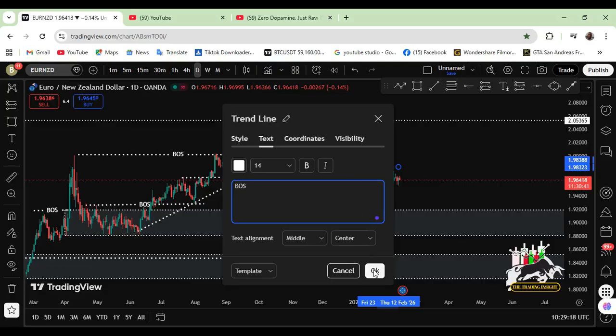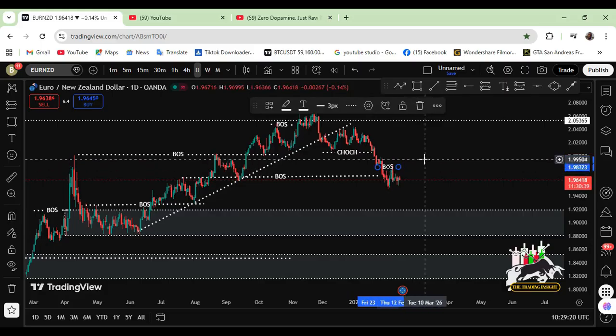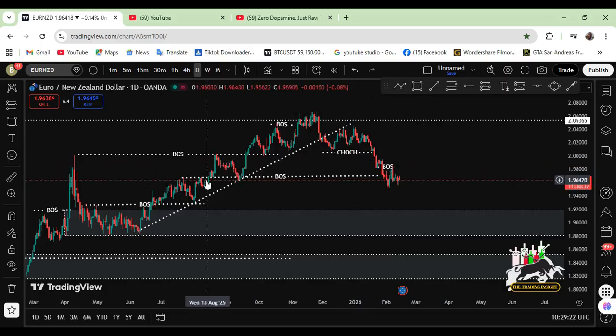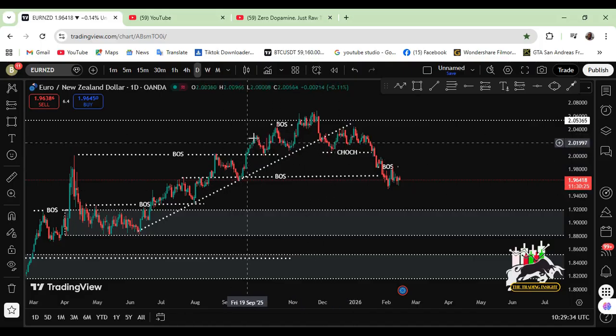So after breaking structure here and now coming back to retest because of this low, now there's a fair value gap here. See this fair value gap, and I'm sure price is going to come and fill this fair value gap. So if I'm to take this trade here now, look at my analysis. Just look at what I just did.